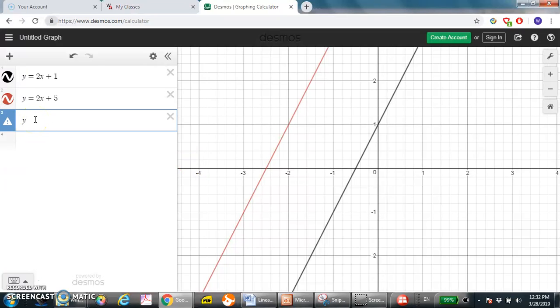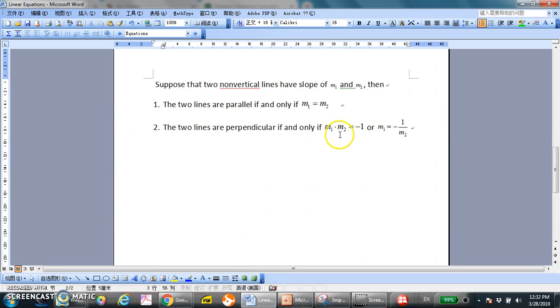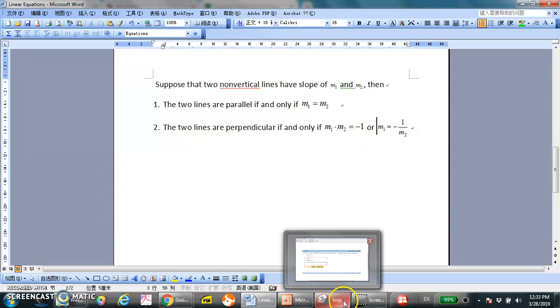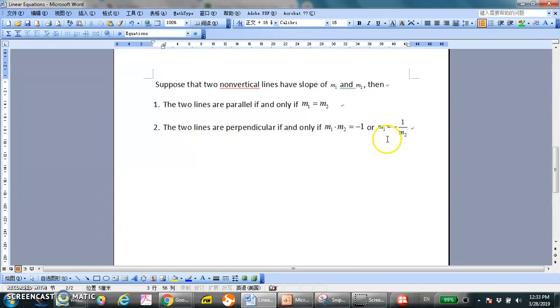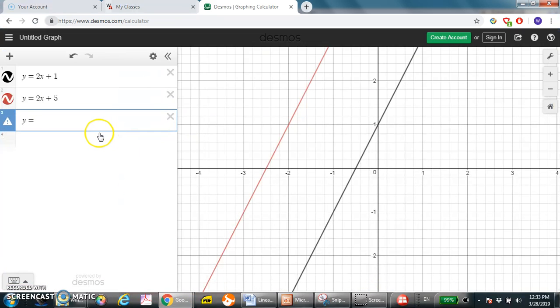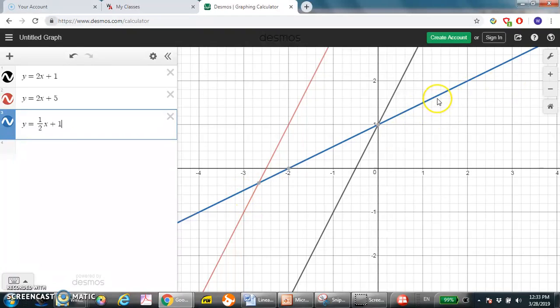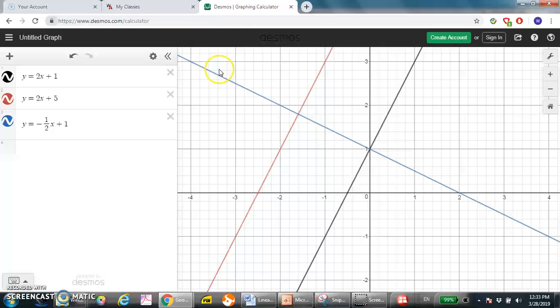Now what if I want to graph a third straight line which is perpendicular to both of them? From this property we know that if straight lines are perpendicular, then the product of their slopes is -1. So I need to think about which number, when multiplied by 2, gives -1. Or we think about which number is the negative reciprocal of 2. Now the reciprocal of 2 is 1/2. However, this line is not perpendicular, right? Because we need to change this into a negative reciprocal. So not just the reciprocal, but also negative. Now this blue line is perpendicular to both of them.